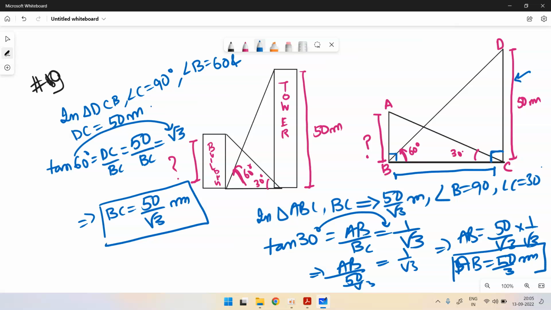So the height of the building is 50 by 3 meters, which is the answer. Which is my answer.